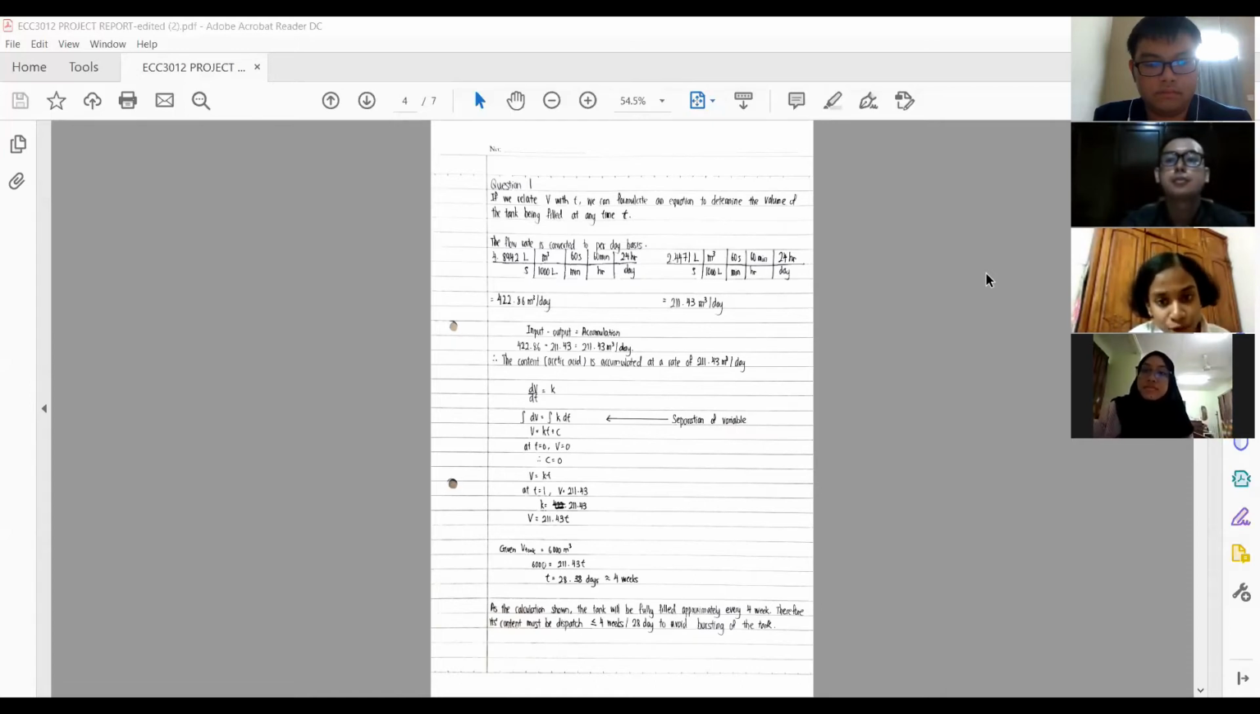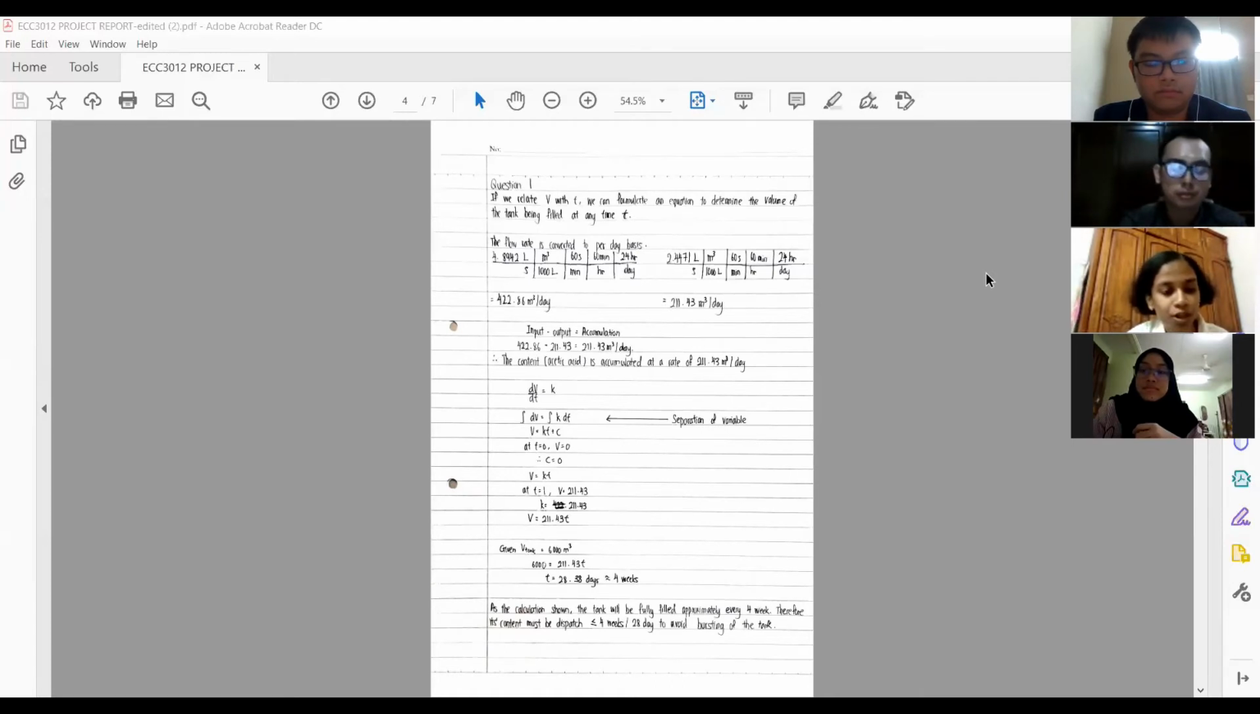As we know, the flow rate accumulated will be 211.43 meter cube per day. So one day the volume accumulated will be 211.43 meter cube. So we will get our equation as V is equal to 211.43 T.